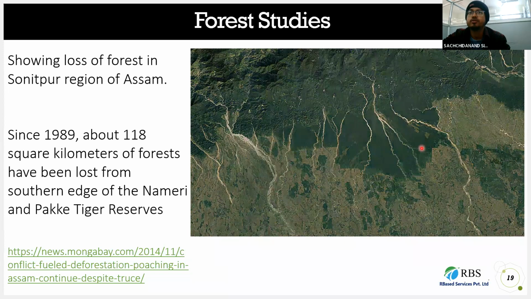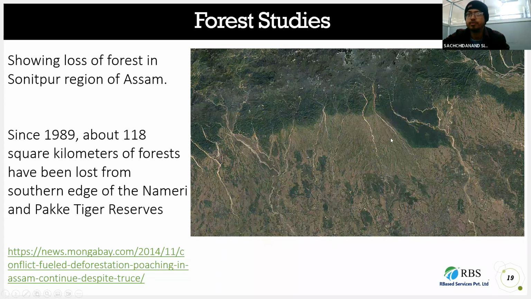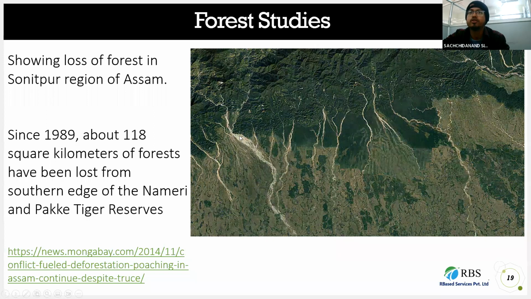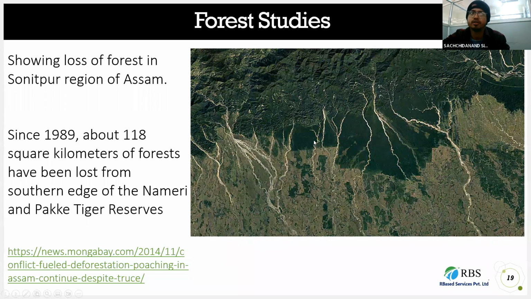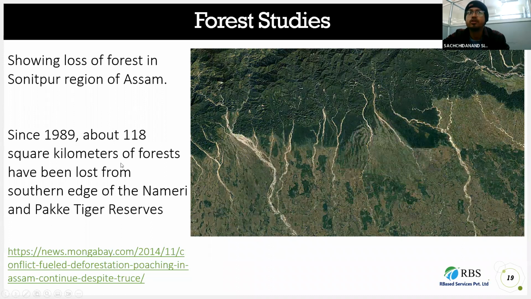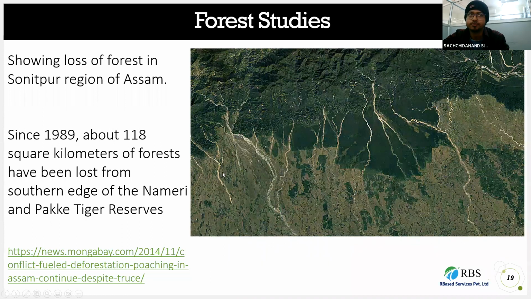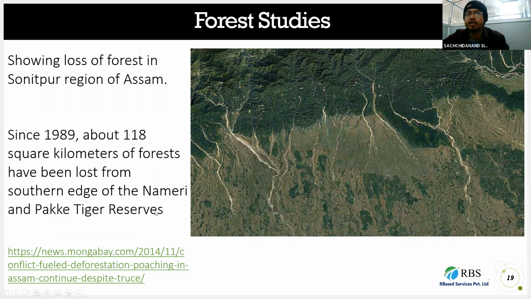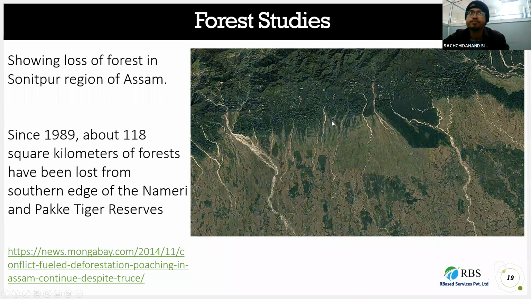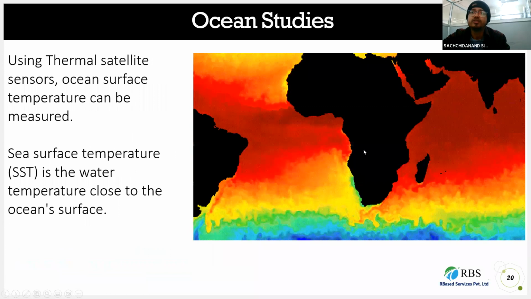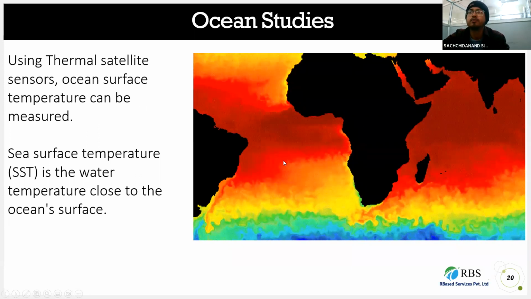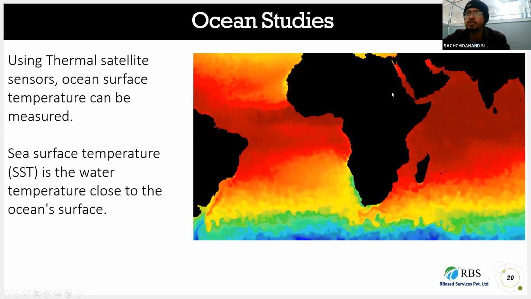So this was also observed using this satellite remote sensing itself. In the past 30 years, they have just removed all the forest area and converted it into cropland or agriculture. Around 118 square kilometer of forest were lost, totally lost. And it is in the Nameri and Pakke Tiger Reserve located in Assam. ठीक है. उसी तरह से ओशन की स्टडी कर सकते हैं कि हाउ व्हाट इज द सी सरफेस टेम्परेचर विच इज इंक्रीजिंग और डिक्रीजिंग, और इसकी वजह से मानसून कैसा आएगा, बारिश कैसी होगी, rainfall will be high, rainfall will be low, what will be the direction of wind.